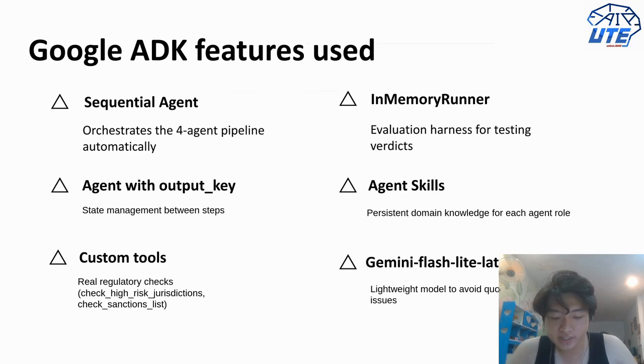Fifth is the agent skill. Under the .agent/skills directory, we created skill.md files for each agent role: policy agent, risk agent, legal agent, and decision agent. These are persistent domain knowledge references that Anti-Gravity uses when working on the project, and they encode the regulatory frameworks, output formats, and decision logic for each role.